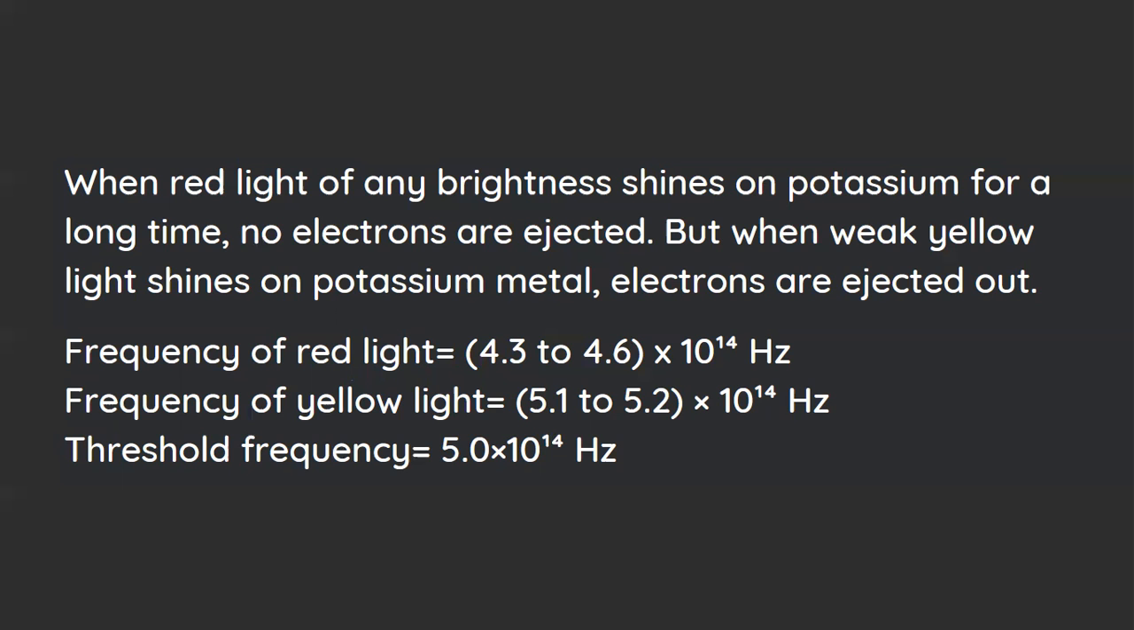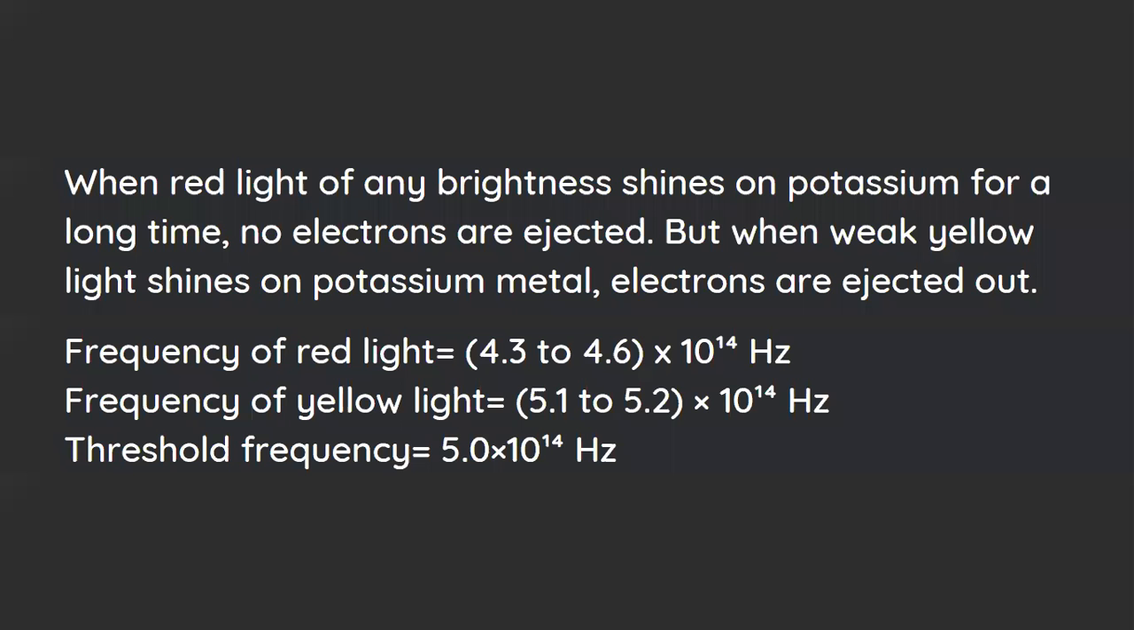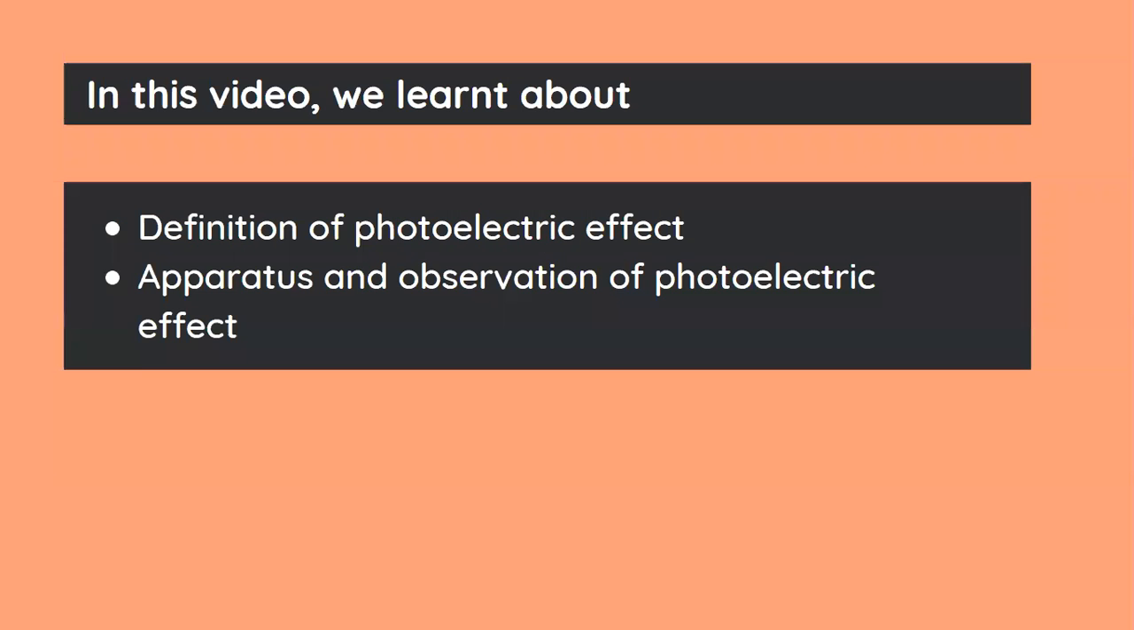There were two things which could not be explained by classical mechanics. They could not explain the fact that the kinetic energy of the electrons depended on the frequency and not the brightness, and this meant that there had to be something else happening. All of that we will learn in the videos to come.